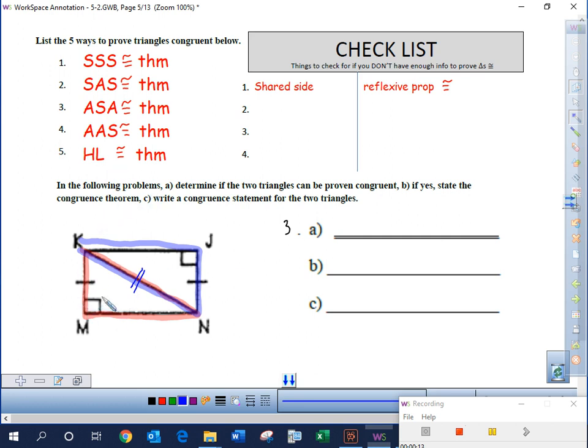Check it out. Isn't this a right triangle, and isn't that a double tick mark on the hypotenuse? And this is on the leg, so that's a yes. We can prove these triangles congruent by the hypotenuse leg congruence theorem.